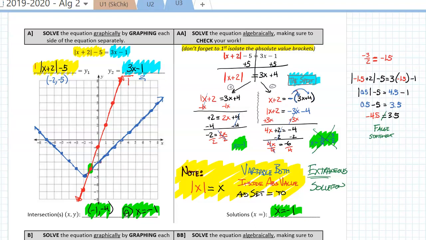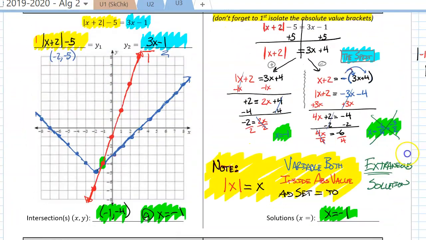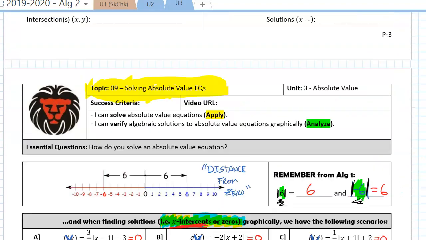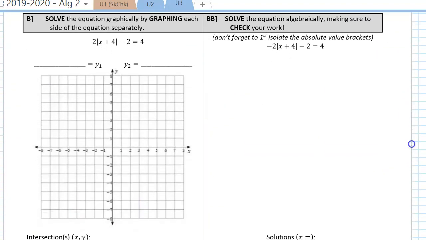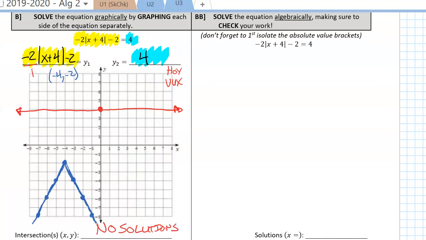Okay, last example. We had two solutions. We've had one solution. Well, probably makes sense that we think this next one's going to be no solutions. Let's start off with the graphical approach. Pause the video and see if you can graph this. The vertex is at (-4, -2), with a slope of -2 over 1, and a horizontal line here, y is equal to 4. As you can see, there are no intersection points on this graph, so it means there are no solutions.